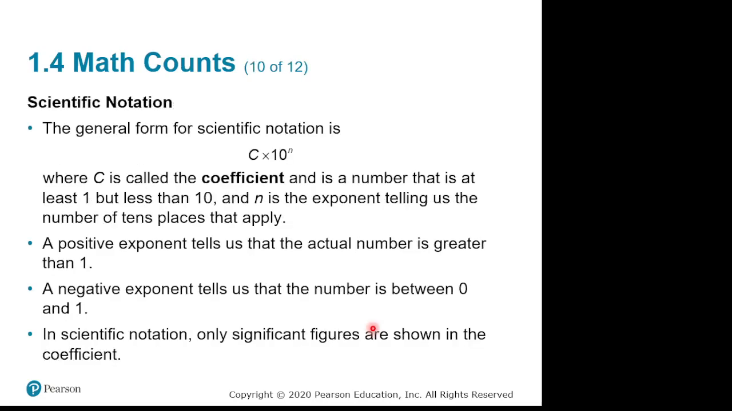Now, scientific notation. In scientific notation, we're going to have something called a coefficient. This is the C in front. This is then in the form of times 10 to the power of. This power right here can be positive or negative. We can have it a positive 2. We can have it a negative 3. They can be any of those.